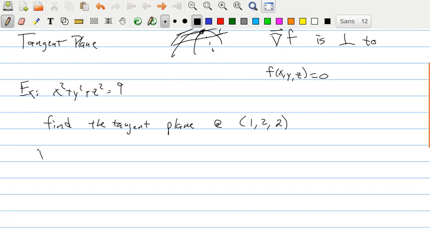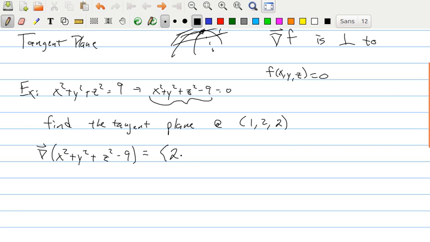So what we'll do first is we'll take the gradient. First we want to rewrite this so it looks like a level curve. So we're going to rewrite this as x squared plus y squared plus z squared minus 9 equals 0. Now this part right here is playing the role of the f. So we take the gradient of f, the gradient of x squared plus y squared plus z squared minus 9. We'll go through and take our vector of partial derivatives. So the partial with respect to x is 2x, the partial with respect to y is 2y, the partial with respect to z is 2z.